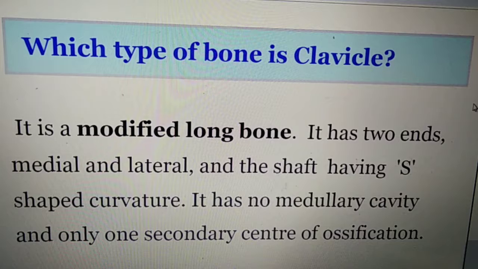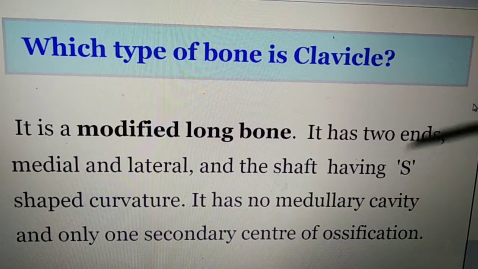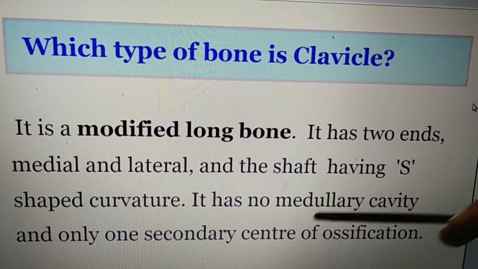It is a modified long bone and it has two ends, that is the medial and the lateral end, and the shaft, and having S-shaped curvature. It has no medullary cavity in it. I will explain it.